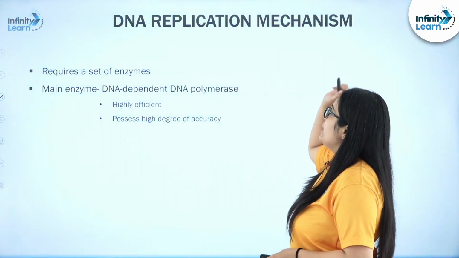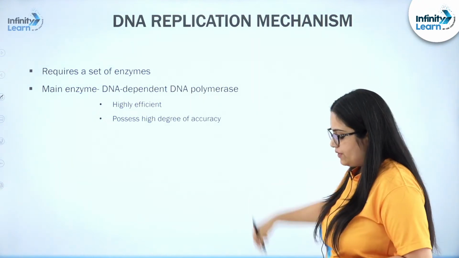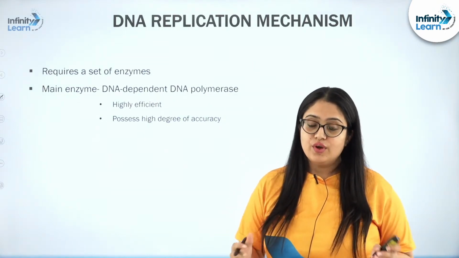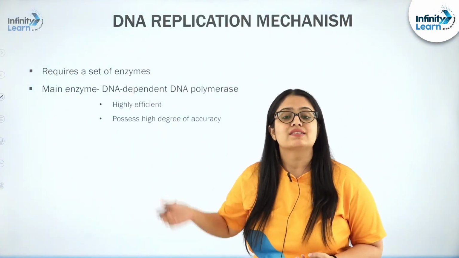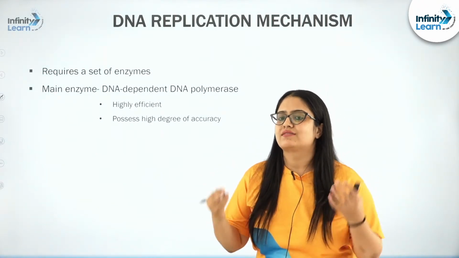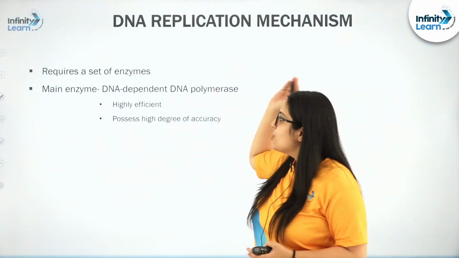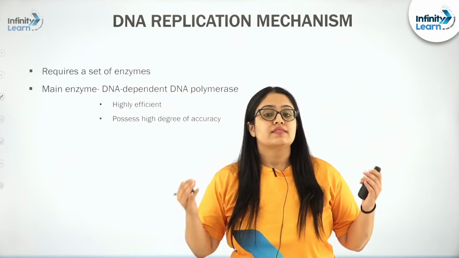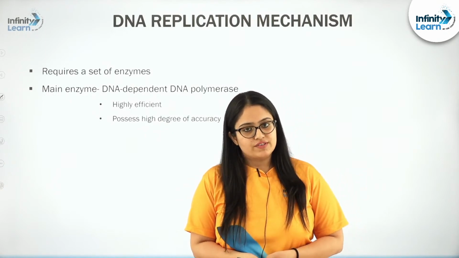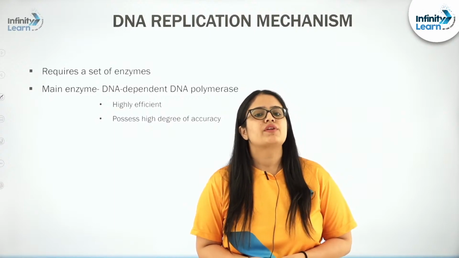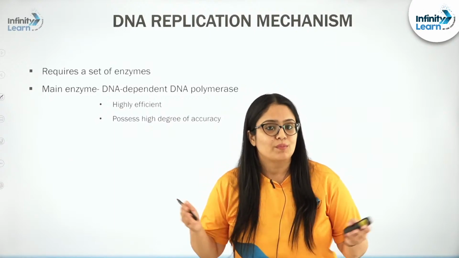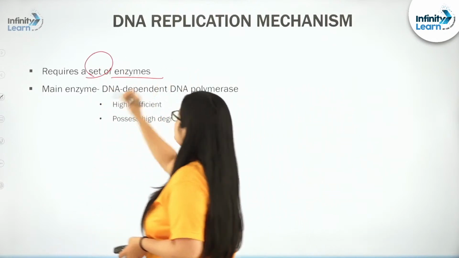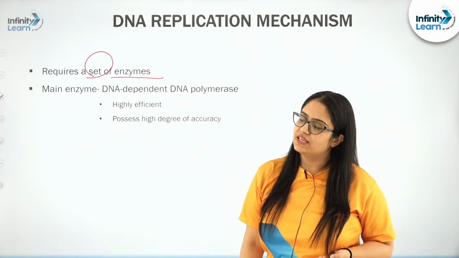So see students, DNA replication mechanism. The replication mechanism requires a set of enzymes because it is a process taking place inside a cell, inside a living system, and obviously for reactions to take place inside a living system like a cell, there is a requirement of enzymes. Here also for the replication process there will be a requirement of enzymes, not only one or two but several sets of enzymes. There will be several enzymes that will participate in this process.